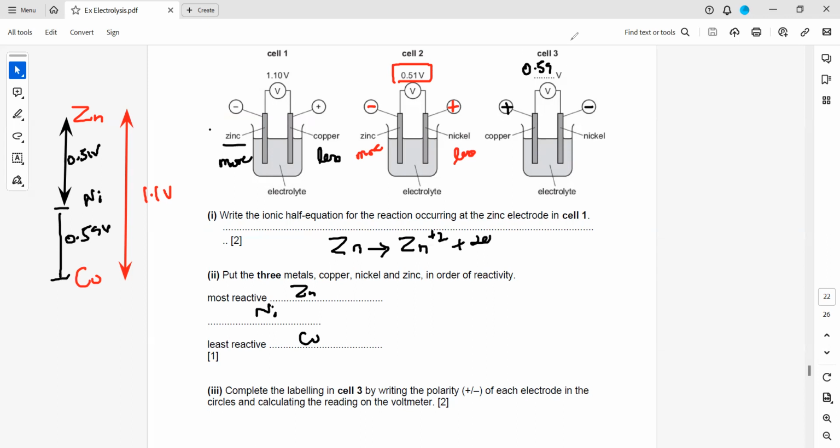And because nickel is more reactive, that's why it is negative, whereas copper is less reactive, that's why it is positive. Is this question clear? Any doubt in this?